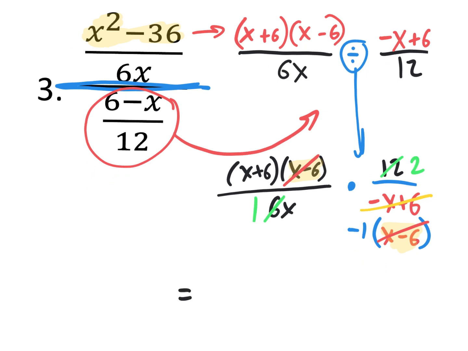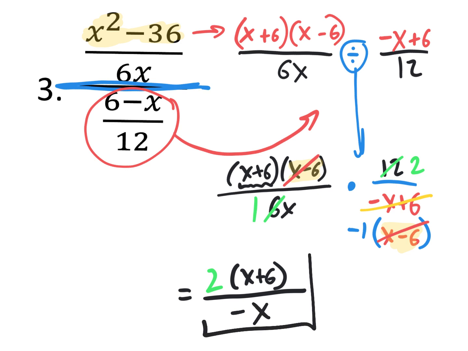Our answer will be, well, you guys see this green 2. I'm going to write it first up on top. Green 2. And then the x plus 6, I'm going to write that, x plus 6, over, I have a 1x. I don't have to write 1 in front of x, it's just an x. But then an x times that negative 1, that will be a negative x on the bottom. So I could put a negative x on the bottom. This is a great answer.